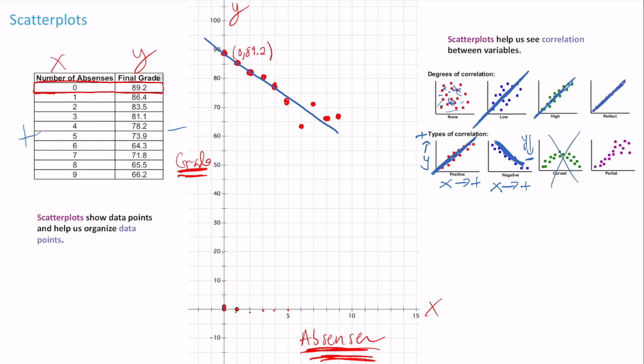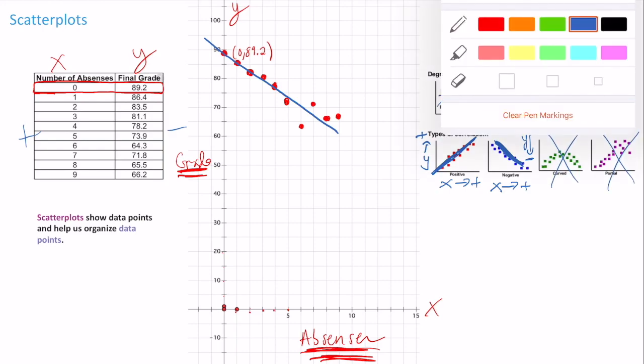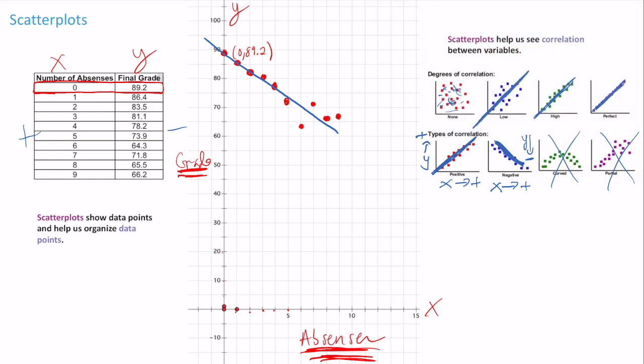And then here, there's really no, this is curve correlation. We're not going to worry about that. The big ones we need to worry about today are positive and negative correlation, and then if there's no correlation, right? If you just have sort of this mass of data points all over and there's no clear pattern, there's no line that's forming, we'll call that no correlation.